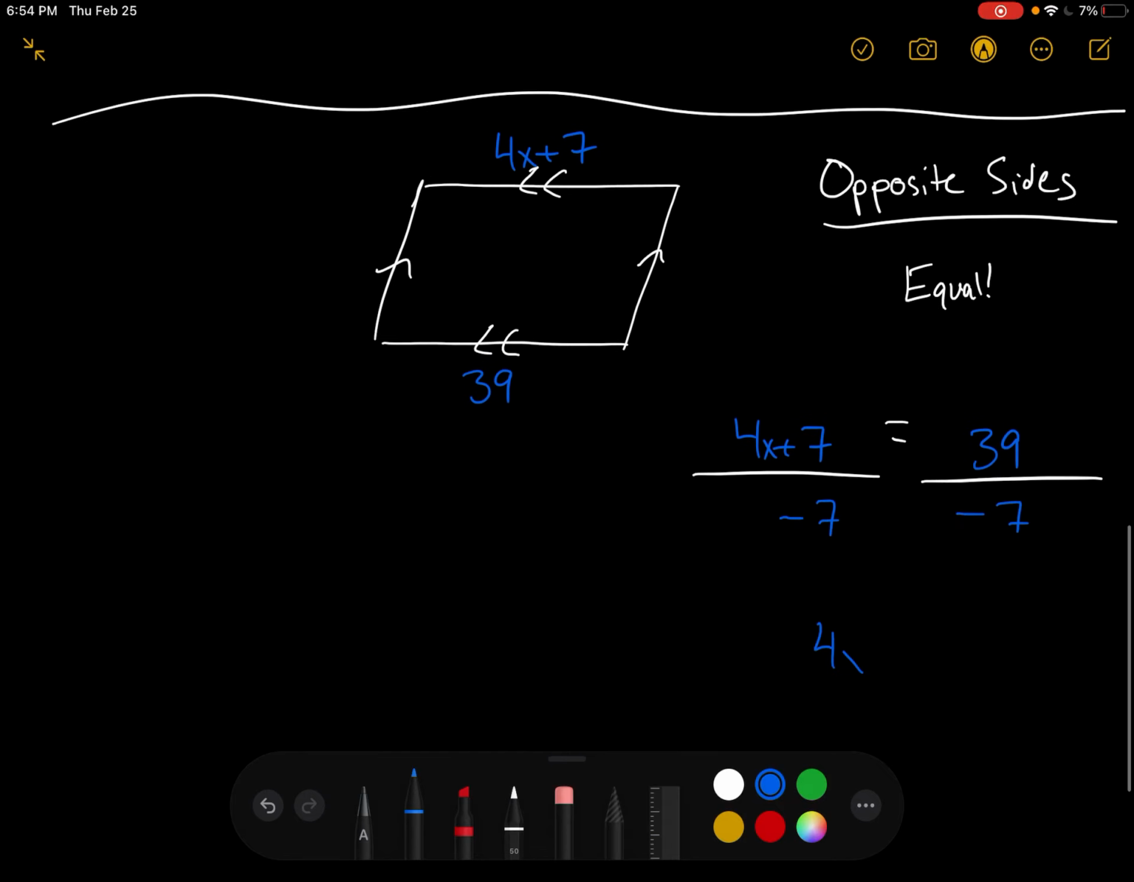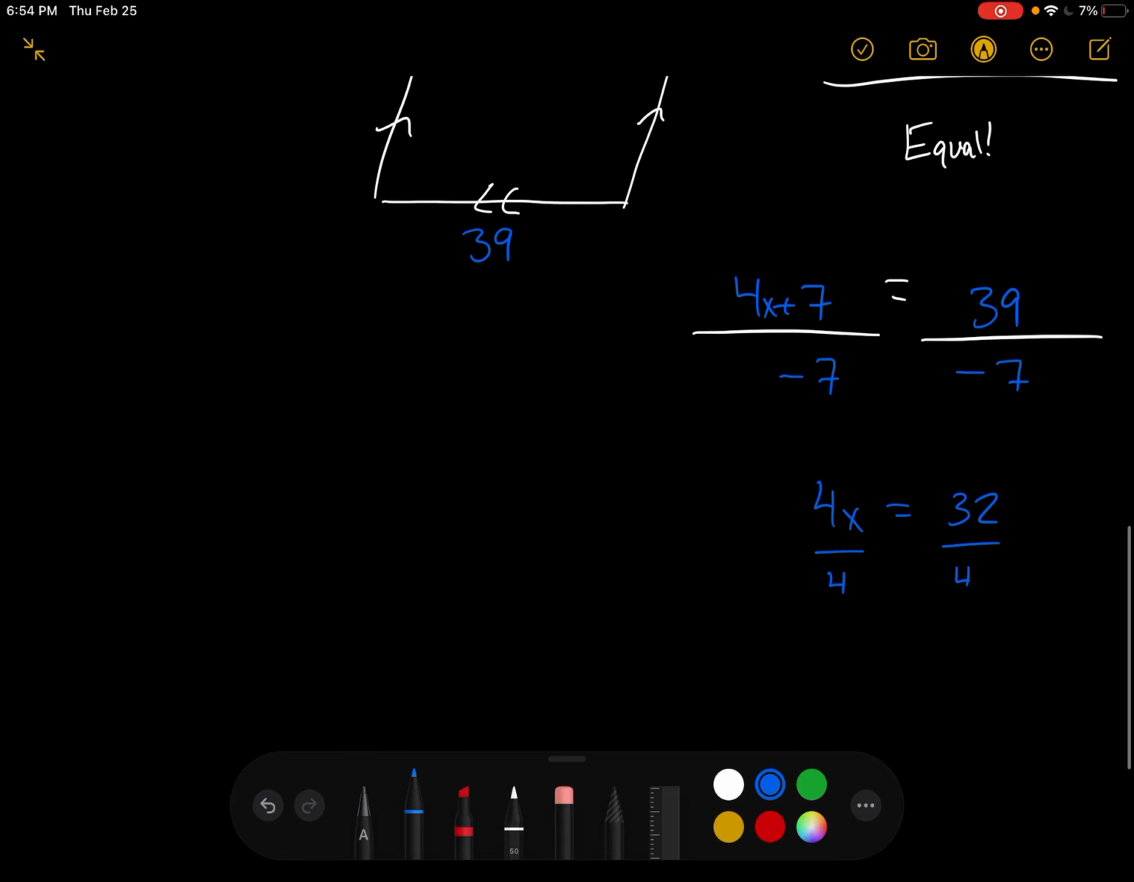Okay, so subtract 7 from both sides. We'll end up with 4x equals 32. Divide both sides by 4, and you'll get an answer of x equals 8.